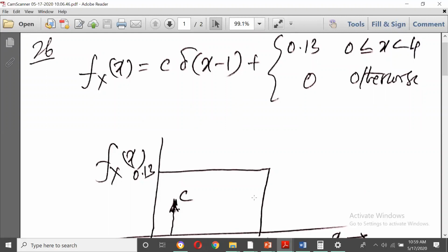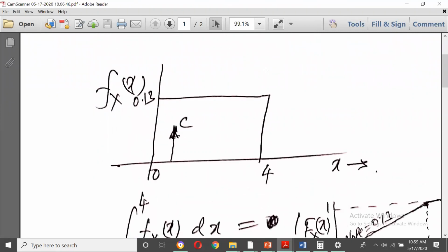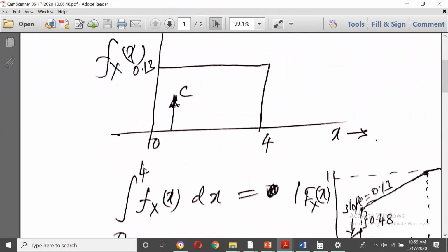So this will be the plot of the PDF. Given the PDF expression, we can write the PDF plot like this. Given the plot, we can write the expression like this. So that we should be able to understand, right? Okay. So having written this, now we need to find first c.